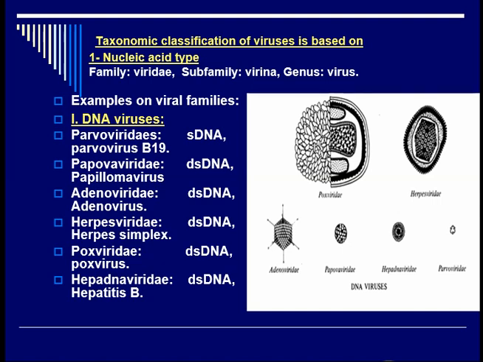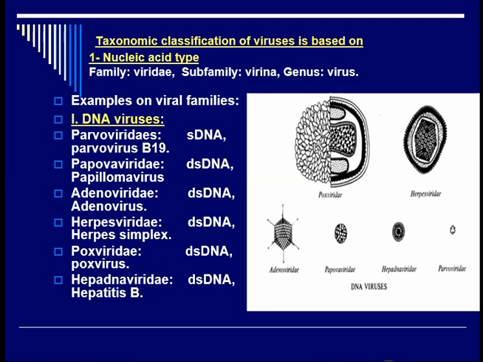In this case, we have 1. DNA viruses. Under DNA viruses we have the Parvoviridae family. It's a single-stranded DNA virus. An example of the Parvoviridae family is Parvovirus B19. The second example of DNA viruses is the Papillomaviridae family. It's a double-stranded DNA virus. An example is papilloma virus. Then we have the Adenoviridae family. Again, it's a double-stranded DNA virus, and an example is the adenovirus.